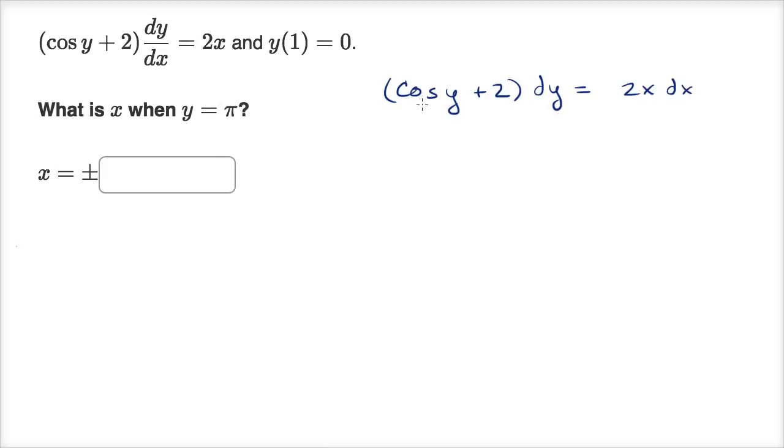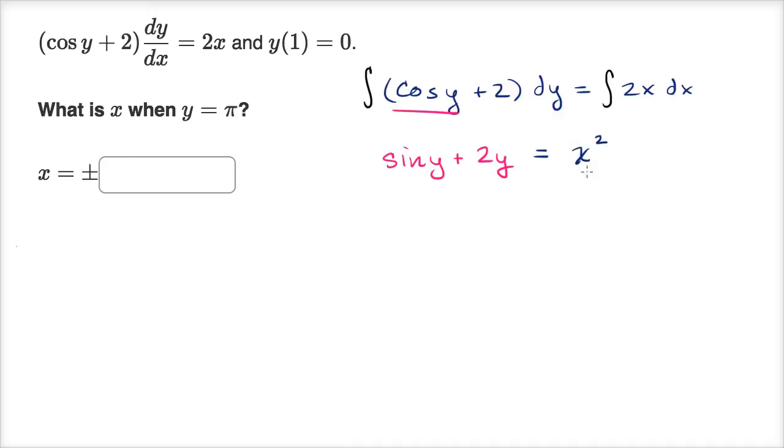So just like that, all I did is I multiplied both sides by dx. And I was able to separate the y's and the dy's from the x's and the dx's. And now I can integrate both sides. So if I integrate both sides, what am I going to get? The antiderivative of cosine of y with respect to y is sine of y. And then the antiderivative of 2 with respect to y is 2y. And that is going to be equal to, well, the antiderivative of 2x with respect to x is x squared.